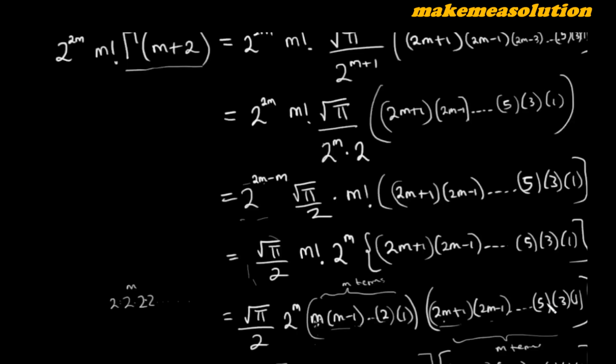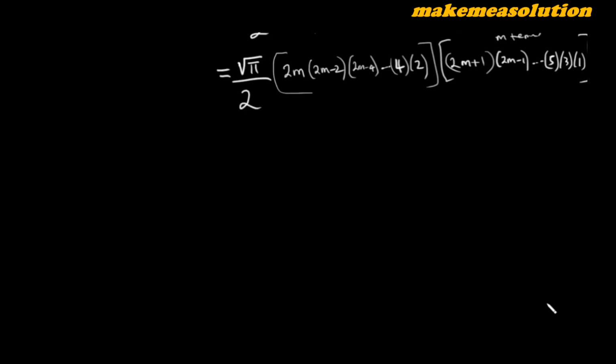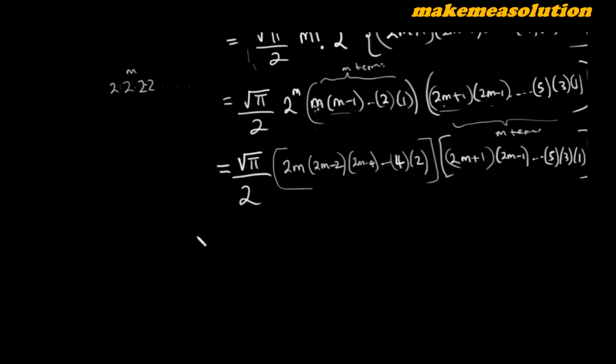So it now means that if you examine it closely, we are still dealing with our 2 raised to the power of 2m, our m factorial, and our gamma of m plus 3 over 2. So what does it translate to? It translates to root pi over 2.